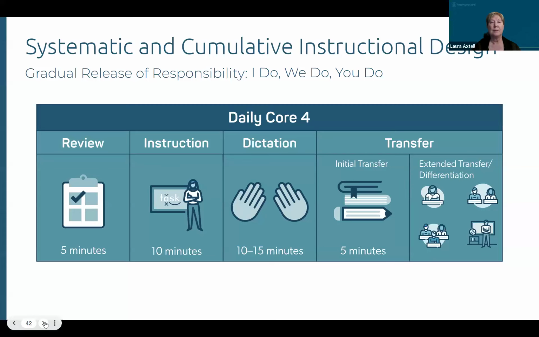So some students are ready to move on. Some students are not ready to move on. You've got new students compared to students who have been there for a while. There are so many things going on in our classrooms. But the 30 minutes is important. This is exhausting work for the brain.